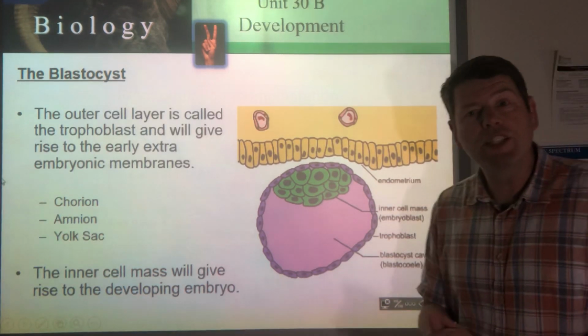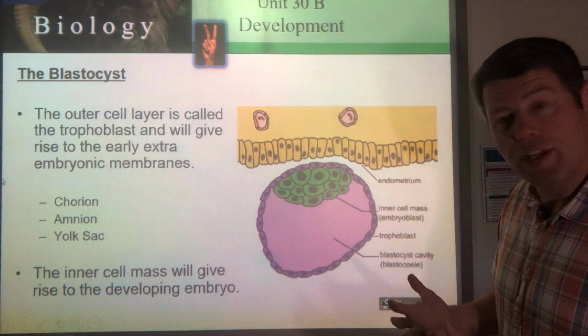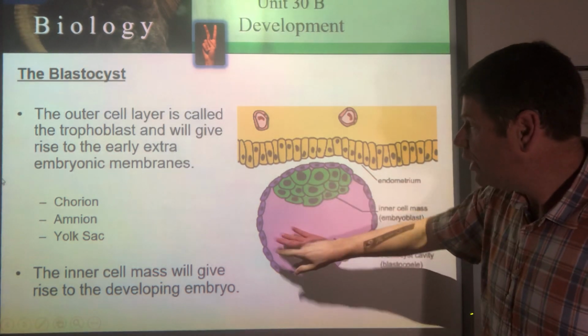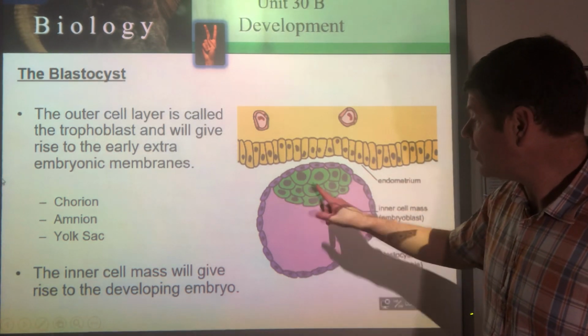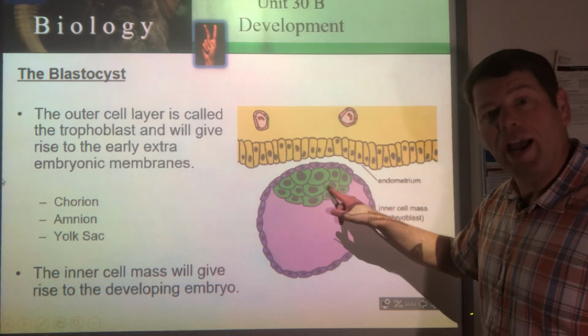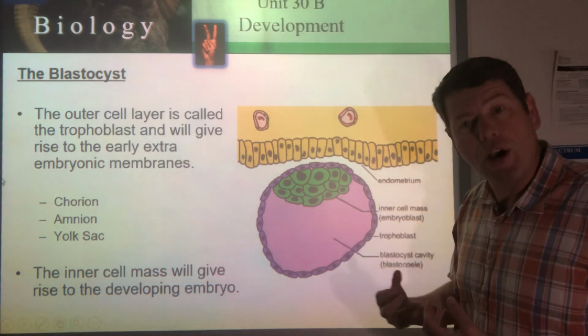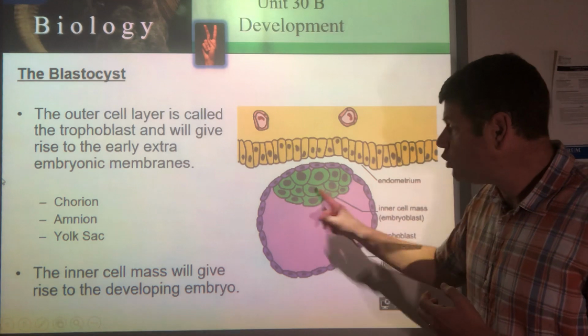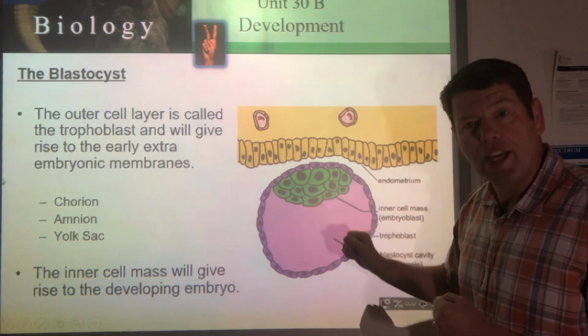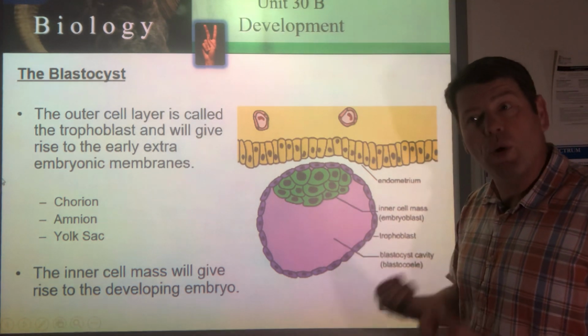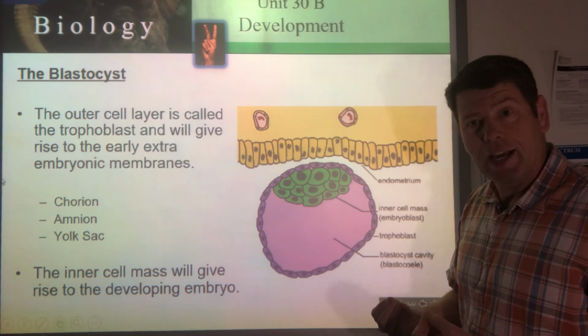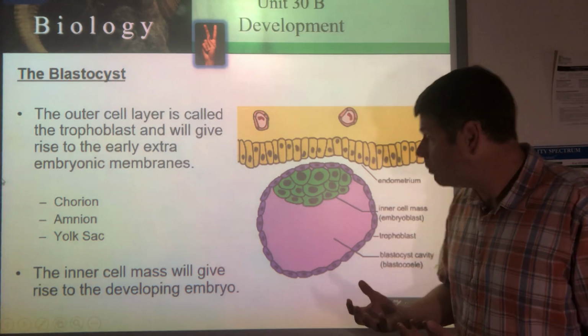So let's take a look at this blastocyst itself. Here's the blastocyst. You'll notice that we have these green cells. So these green cells are actually the embryonic cells. Remember we said each one is identical. Each one could become a very clone of each other. And we could get those identical twins.